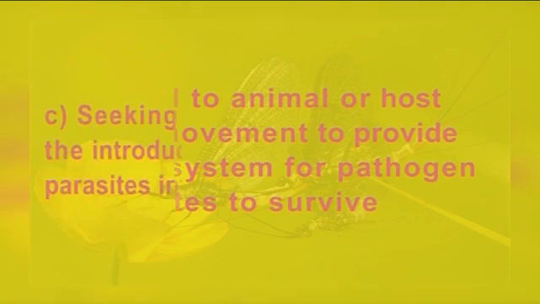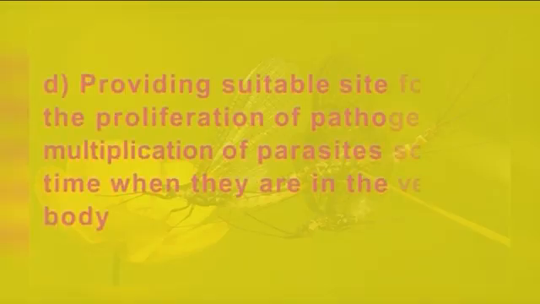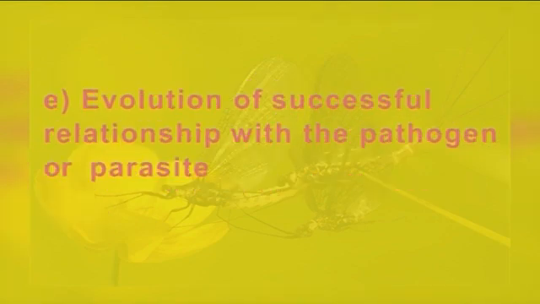parasites to survive, seeking suitable entry points for the introduction of pathogens or parasites into the body of the host, namely wounds, burns and catheters, providing a suitable site, for example salivary gland or gut, for the proliferation of pathogens and multiplication of parasites sometimes when they are in the vector's body, and evolution of a successful relationship with the pathogen or parasite.